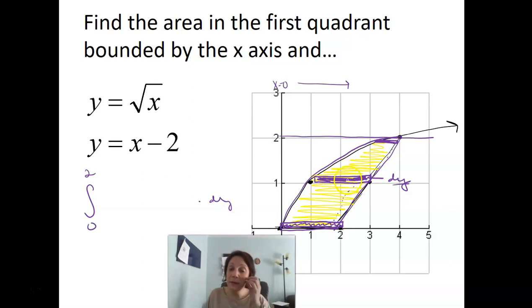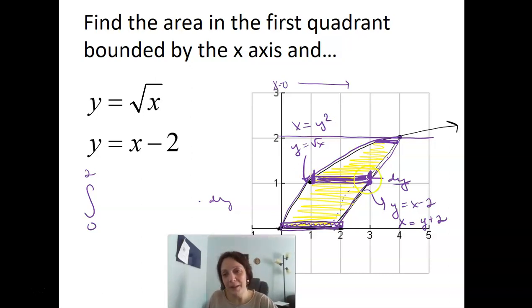Okay. So if I want to write the equation for one of these rectangles, I just need this dimension. I need to know this length. The height is dy. Well, this length is a consequence of what your boundaries are, right? In this case, my outer boundary is x minus 2. Well, what's the x value right there? The x value right there is y plus 2. I literally just solved that equation for x. So right here, my x value is equal to y plus 2. Over here, this is y equals square root of x, so my x value right here is y squared.